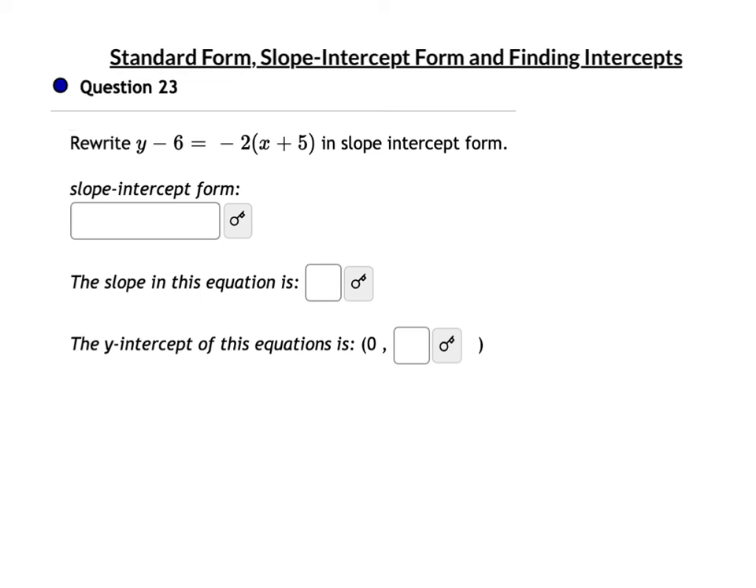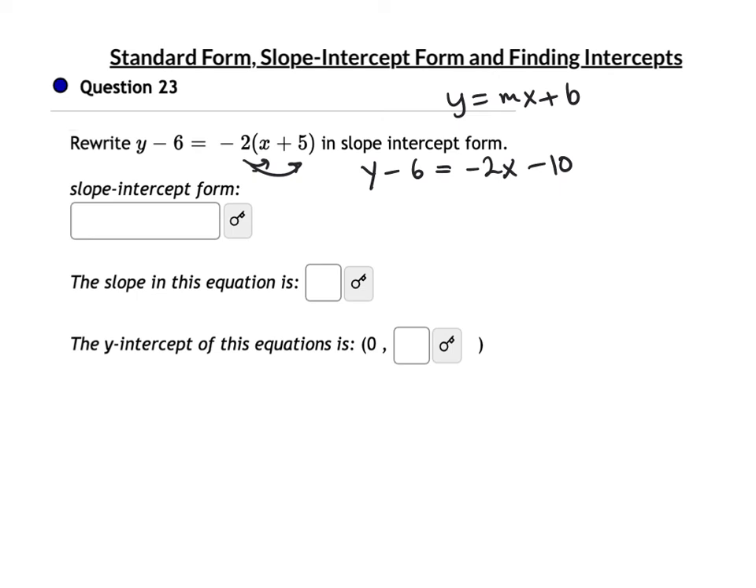Rewrite this equation in slope-intercept form. What we're looking for is y equals mx plus b. We want y by itself. So there are two steps here. This is quick. Y minus 6, distribute. Take the -2 to both. -2 times x is -2x. -2 times +5 is -10.